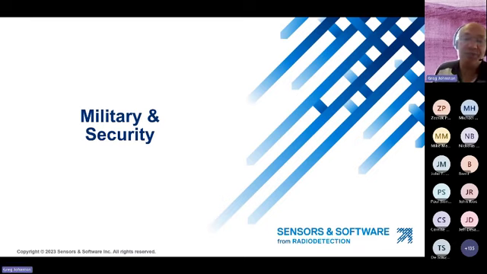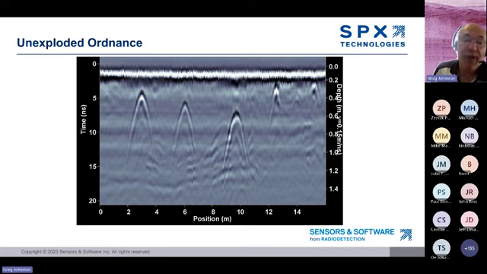Military and security. So we've already talked about GPR being used to detect clandestine tunnels. That's one area where it's used in military and security. But let's look at using it for other military examples. The fact that we can find objects in the ground with ground penetrating radar means that this is one of the technologies used to find unexploded ordnance.